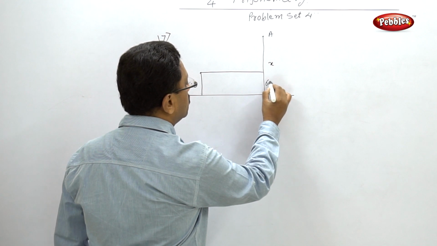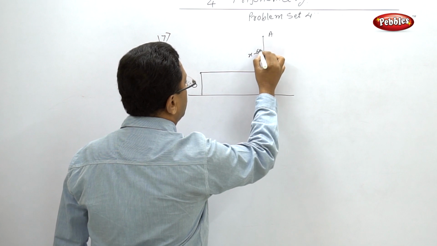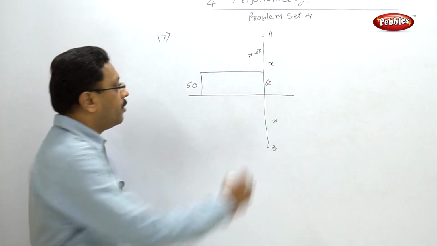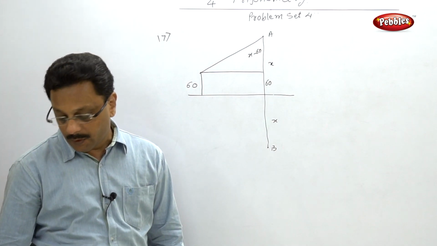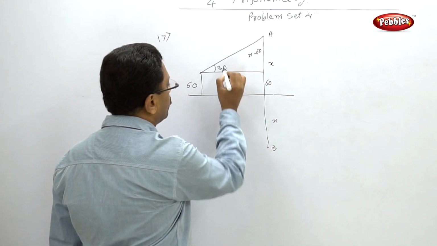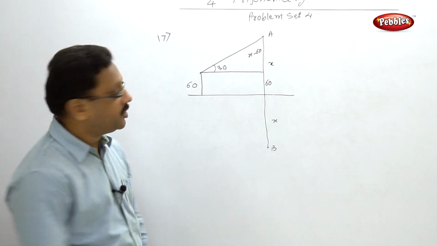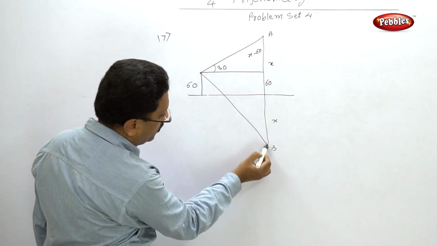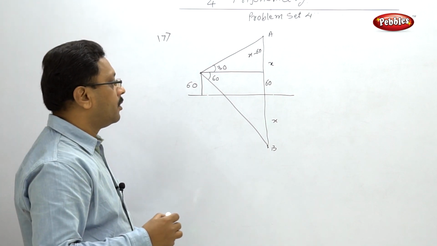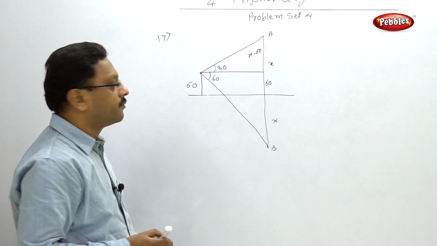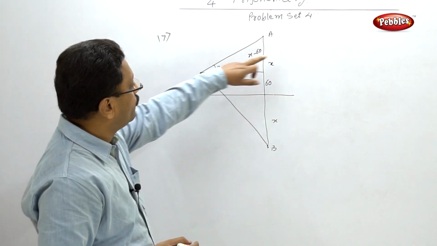Now this is 60. So this is x minus 60. From here, the angle of elevation is 30 degrees. And now when I see at the reflection, the angle of depression is 60 degrees. This angle is 60 degrees. Now once you get this figure, the rest of the things are very easy. What they ask? Find the height of the cloud. So we have to find x.